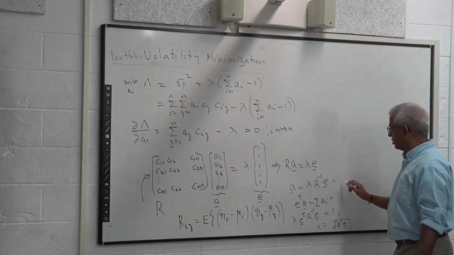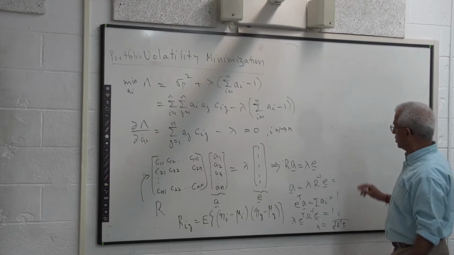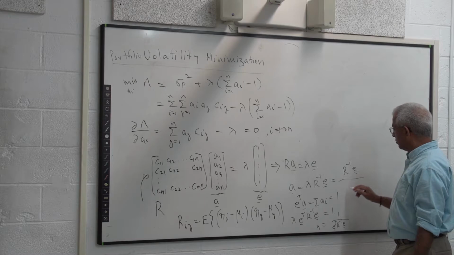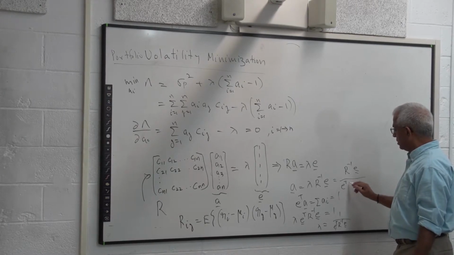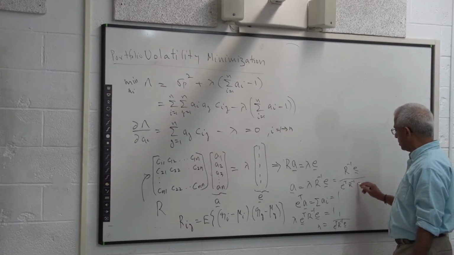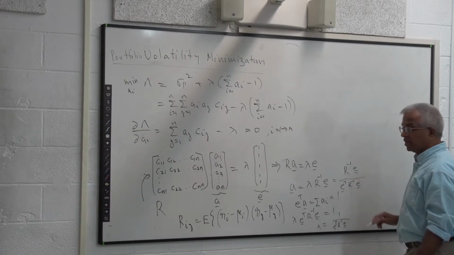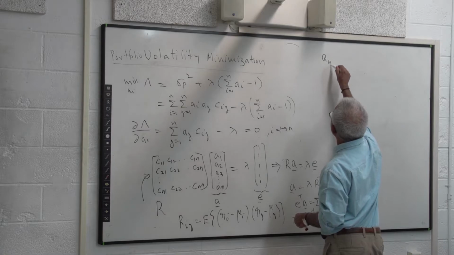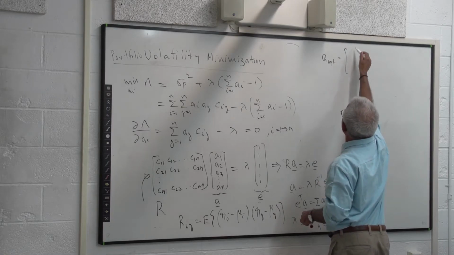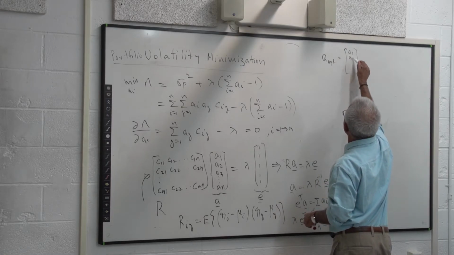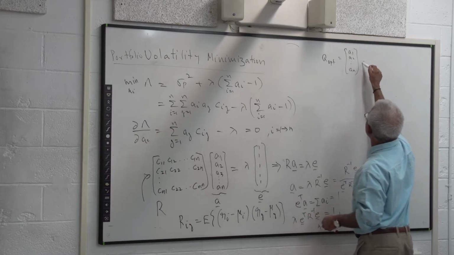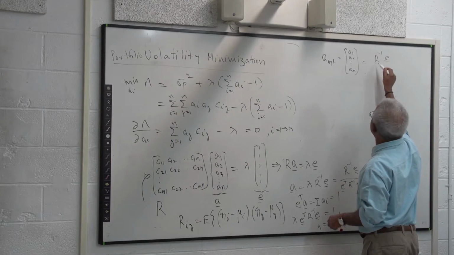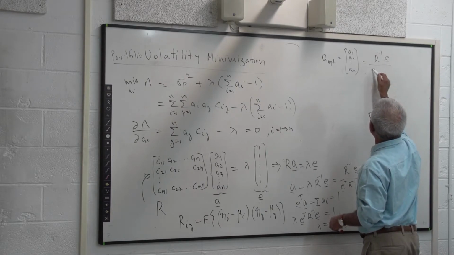So if you substitute it here, you get the optimum A to be R inverse E, which is a vector, divided by E transpose R inverse E. This is a scalar quantity. So the A optimum is going to be a vector like this, A1, A2. So the solution is going to be R inverse, which is a matrix, multiplied by a vector, divided by a scalar quantity.